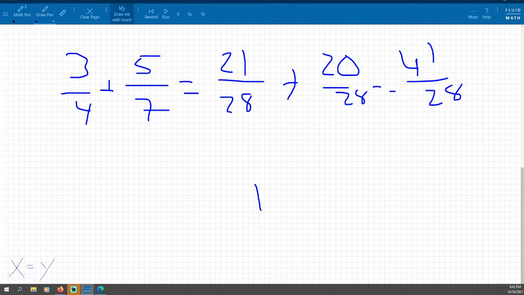28 goes into 41 one time with, let's see, how many's left over on there? 13. So you would know you need to cut your piece of lumber to 1 and 13/28. And there you go.